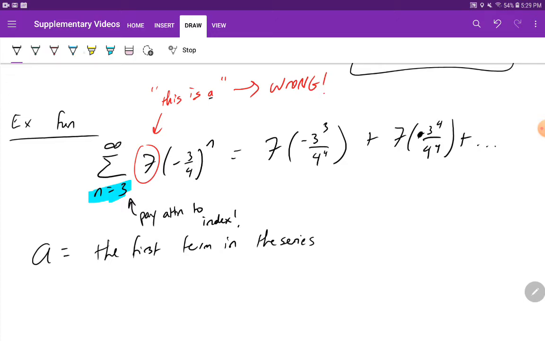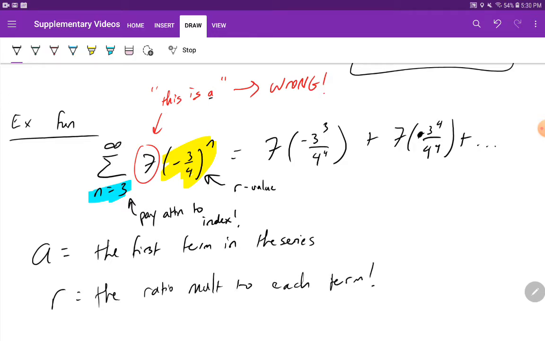However, I know you guys might be thinking, oh, so that means this isn't going to be the R value, right? That's not true. This is, in fact, the R value. Why? How is R defined? The ratio multiplied to each term. On every single term, you are multiplying by -3/4. Do you guys see that, right? Only the 3/4 power will be changing from term to term. So you've got to watch out for that. I think the only thing to really watch out for is just the A value, the tricky A values.